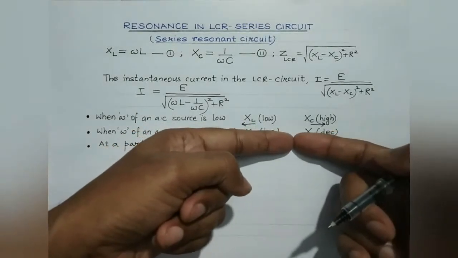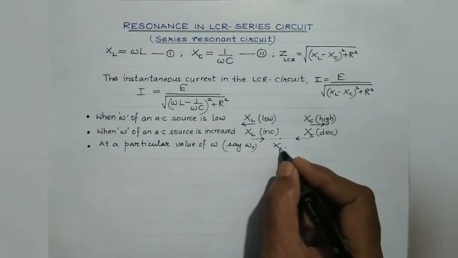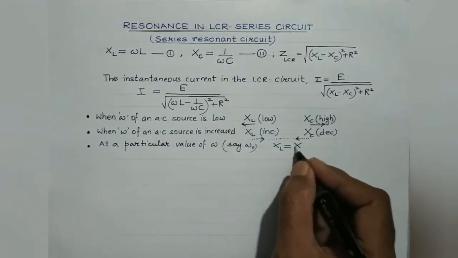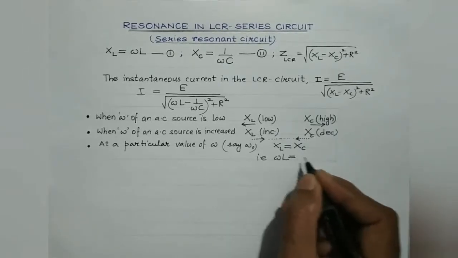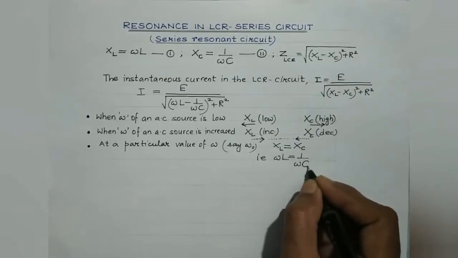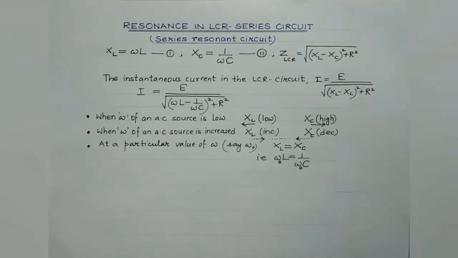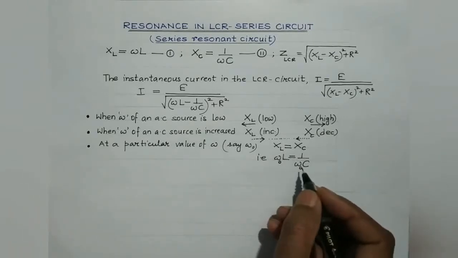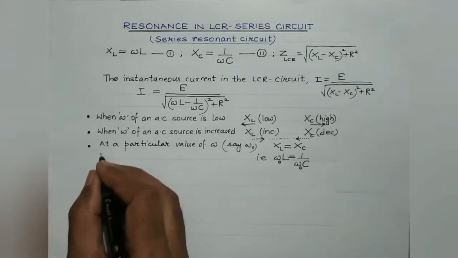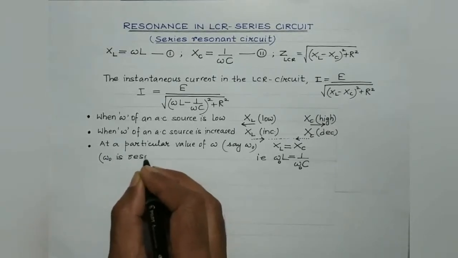So at a particular frequency, suppose that frequency is omega naught, XL becomes equal to XC. That is, omega L becomes equal to 1 by omega C. And that particular frequency we denote by omega naught. Right? So, this is the frequency which is known as resonant angular frequency. Here omega naught is resonant angular frequency.